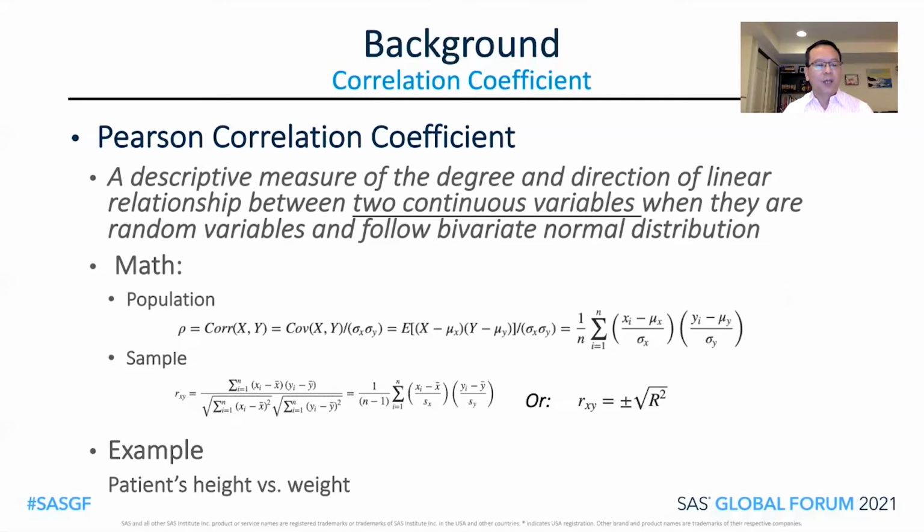So the example data is patient height versus weight. You want to know the association between these two variables.